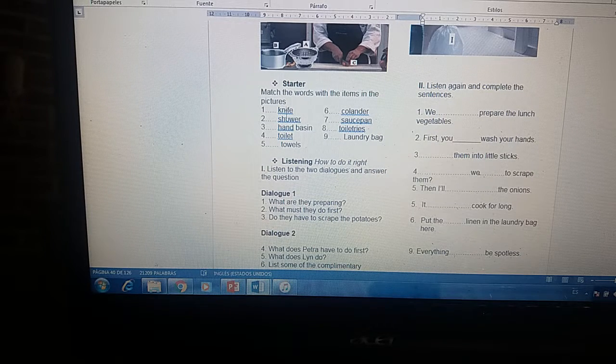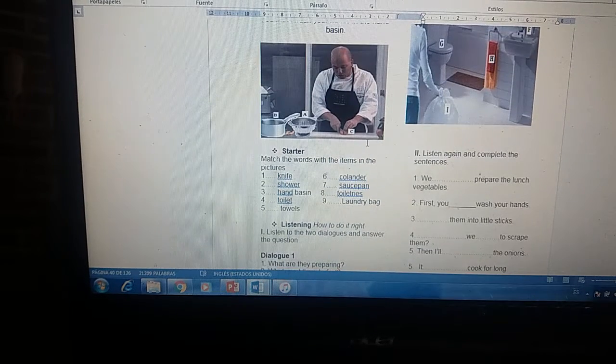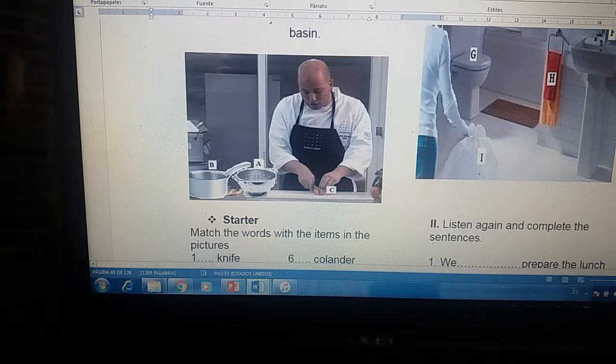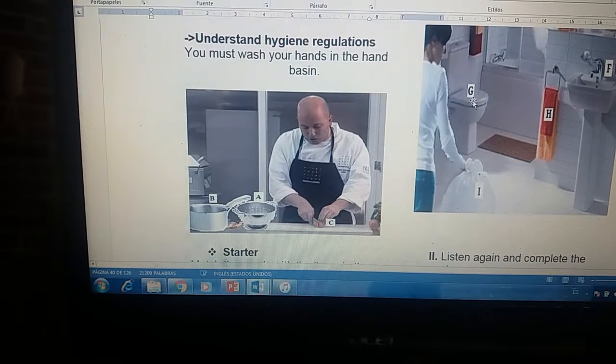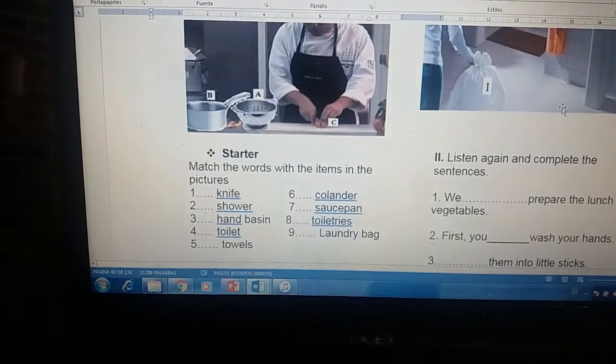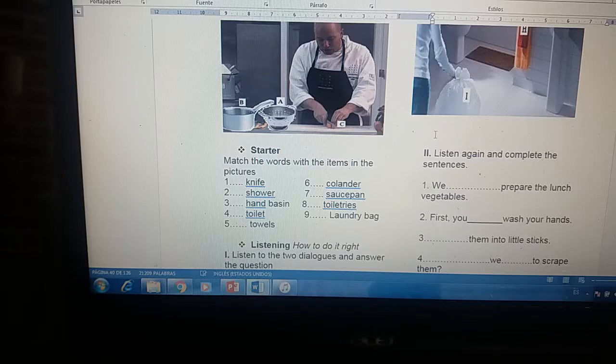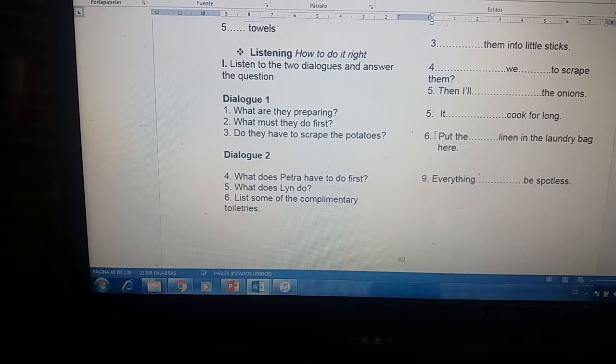So you have knife, shower, hand basin, toilet, towels, colander, saucepan, toiletries, and laundry bag. So you have the letters in each of the items. You can find here, this is the B, A, C, here we have G, I, H, and so on. Okay, so that's the first activity that you must do in this unit, and then you will find the dialogue, how to do it right.